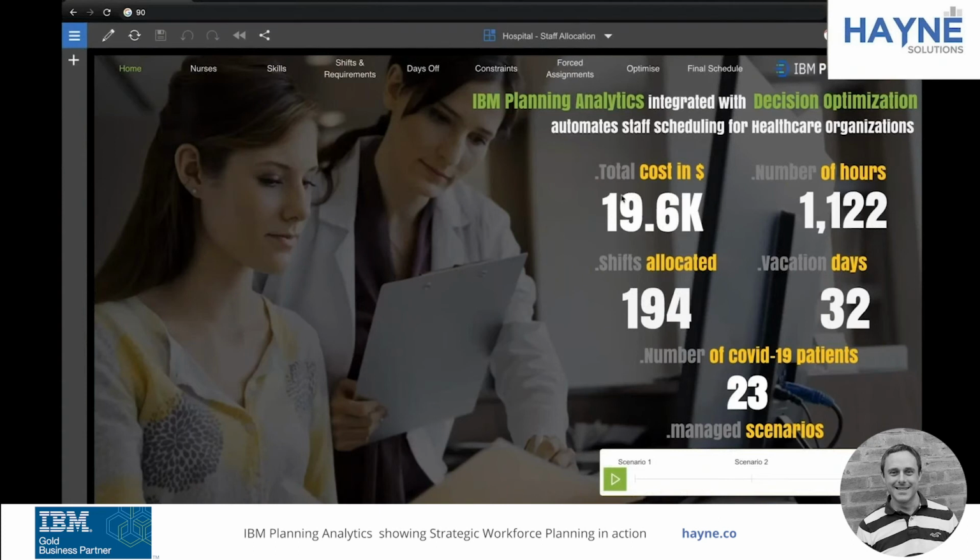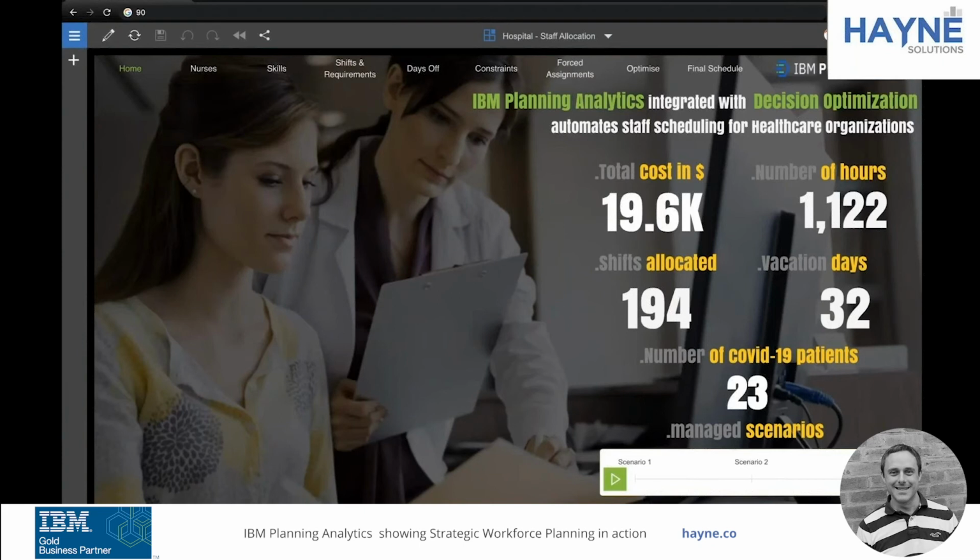So what we have here is a landing page for this application in Planning Analytics workspace, and we have some key KPIs that help us and the user plan moving forward. For example, we have the total costs for the plan and the number of hours that have been scheduled for the number of shifts that we've allocated, along with the holiday days. And most importantly for this particular model is the demand we're trying to meet.